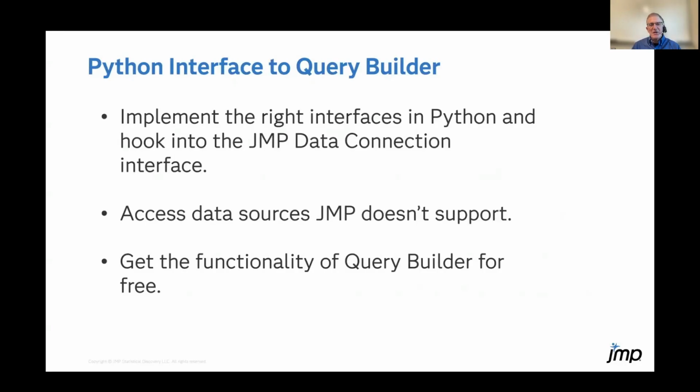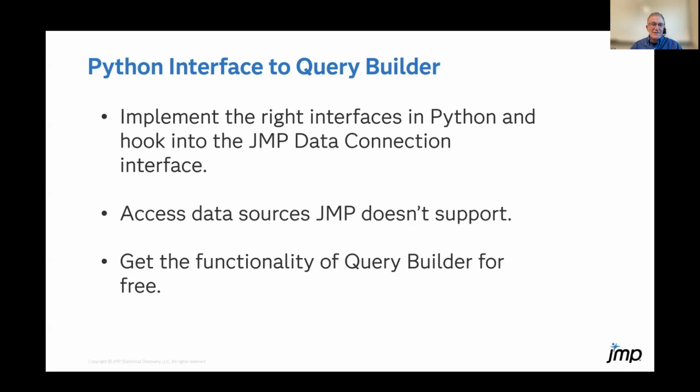So all of this is made possible by something we call the Python interface to query builder. This was introduced in JMP 19. What this is, is a JMP library and Python classes. And if you implement the right interfaces within that Python class, JMP will understand how to take your data and show it in the query builder dialogues. You'll then be able to use the query builder facilities, like to create where clauses, select statements, and things like that in JMP. And it'll appear seamlessly, much like a JMP built-in data source.